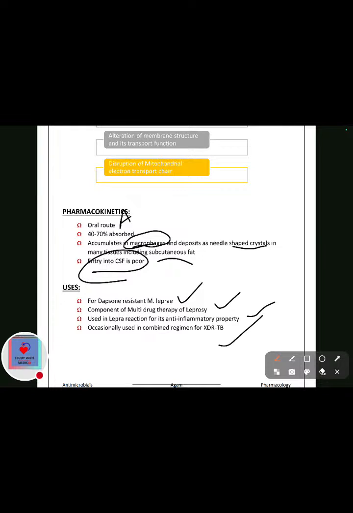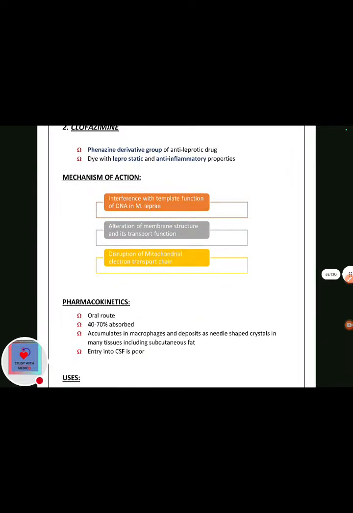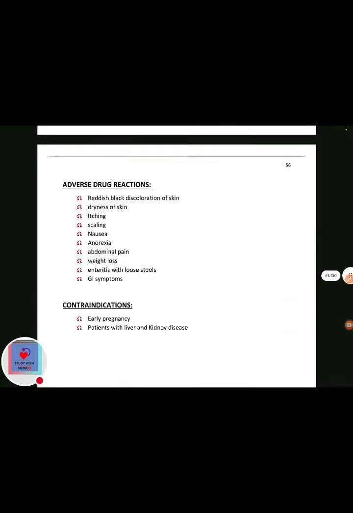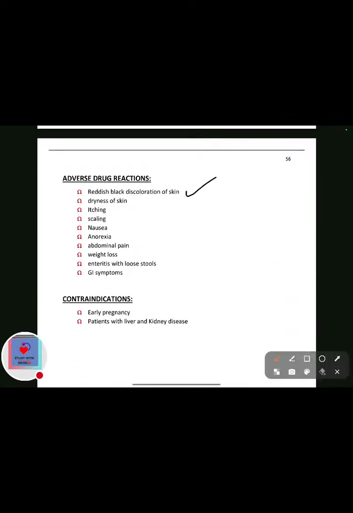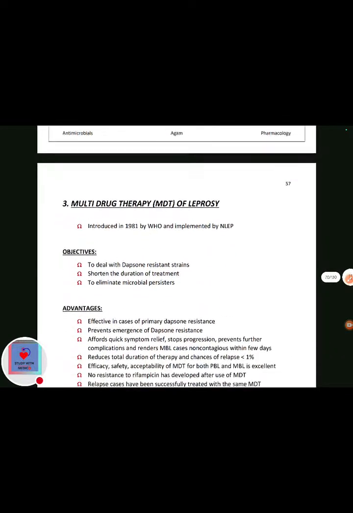Occasionally used in combined regimen for XDR-TB. For extensively drug resistant TB, it can be given. It is leprostatic and anti-inflammatory, interferes with template function of DNA, alters membrane structure and transport function, and disrupts the mitochondrial electron transport chain, which is very important, right? Adverse drug effects: reddish to black discoloration of skin, dryness of skin, itching, scaling, nausea, anorexia, abdominal pain, weight loss, and enteritis with loose stools and GI symptoms. Contraindications: early pregnancy, and patients with liver and kidney disease.